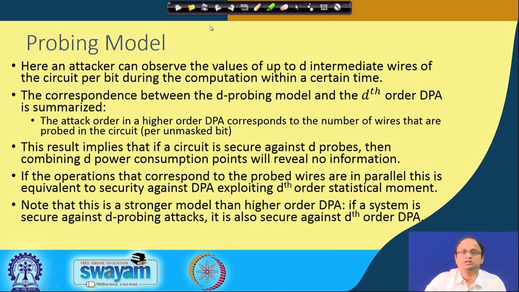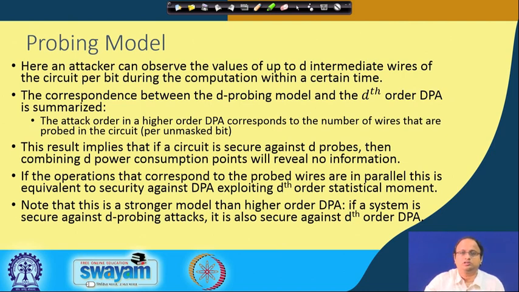In a general case, suppose the attacker can observe d intermediate wires of the circuit per bit during the computation within a certain time. This d-probing model is very much linked with what we have seen as the dth order DPA. The similarity is because the attack order in a higher order DPA corresponds to the number of wires that are probed inside the circuit per unmasked bit.